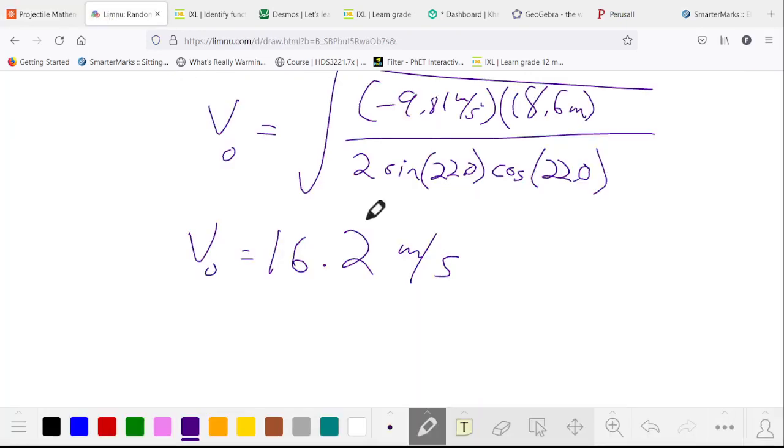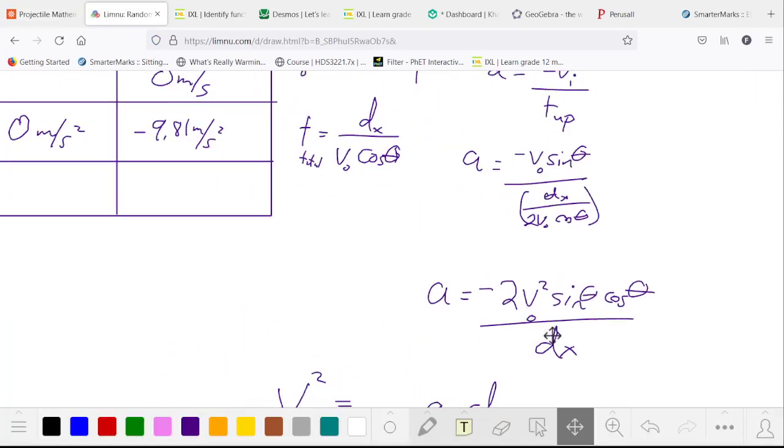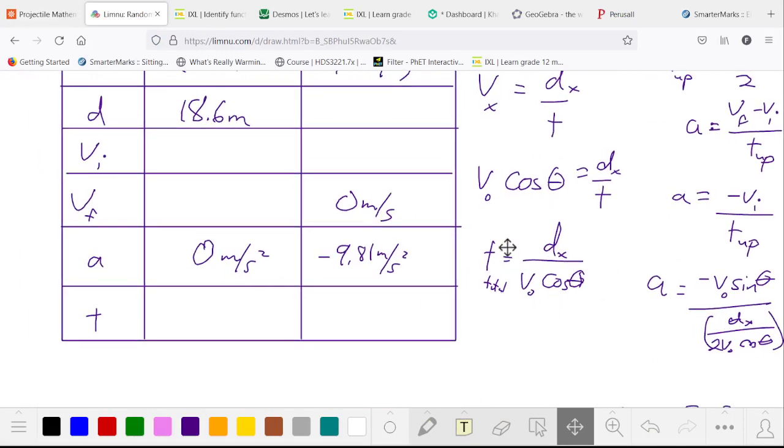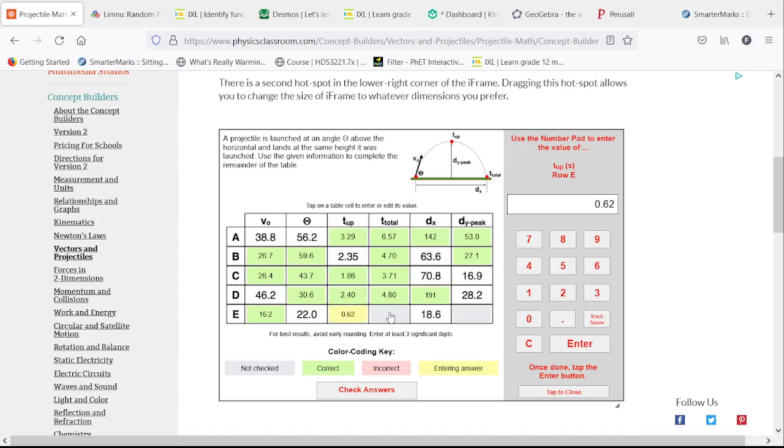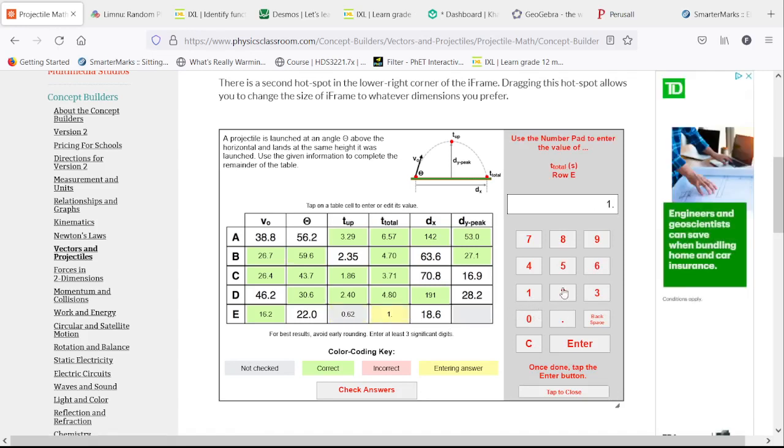Now we can go back and start substituting into what we had. So with this now, our total time is our 18.6 divided by that 16.2 times the cos of 22. So that gives us a total time of 1.24 seconds. Oh, total time goes on the other side. Total time is 1.24 seconds, and the time up is 0.62 seconds. So here 0.62, and here 1.24.